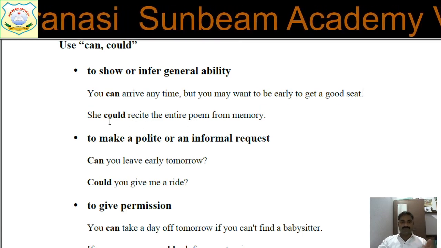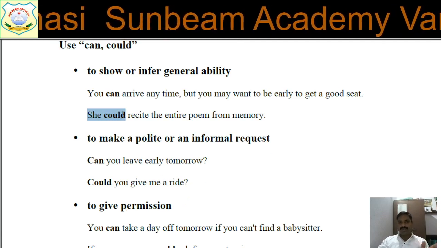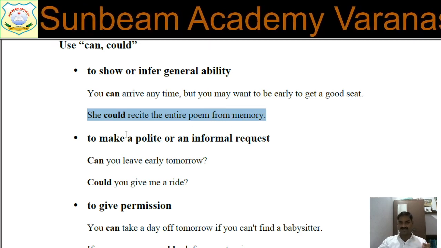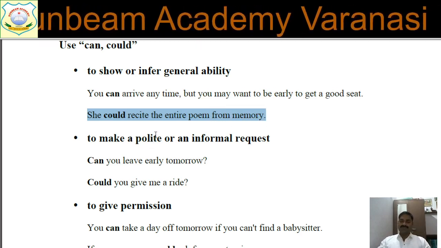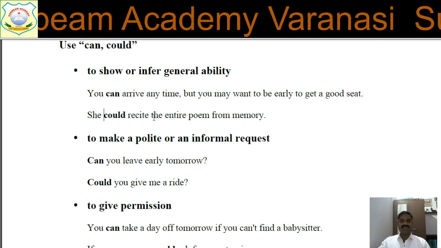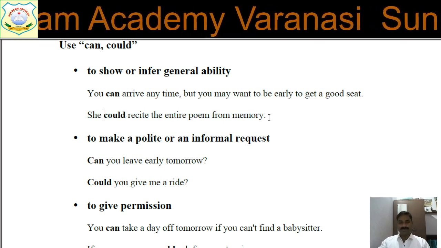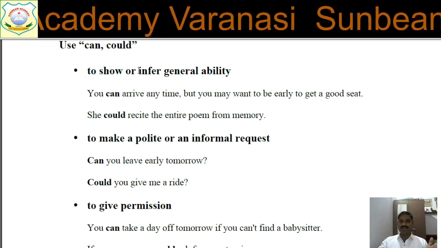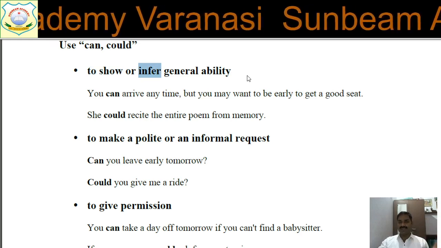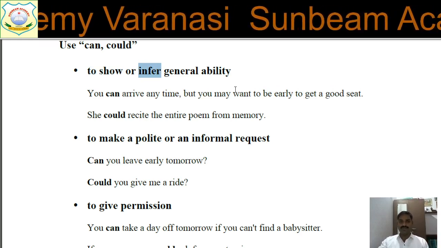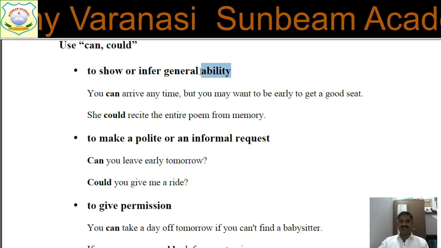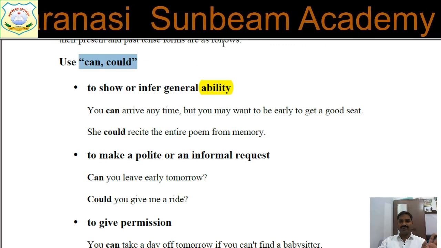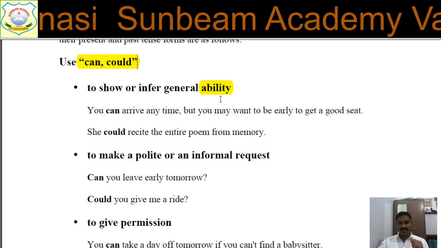Okay. Next is, she could recite the entire poem from memory. Means whatever she had learned, she could recite because she had everything in her mind. So she could recite the entire poem from memory. So these things are showing or inferring, means giving general ability, showing that this could happen. Ability, just simply understand that this is showing ability. Means here you learned that can and could, these two things are used to show ability.